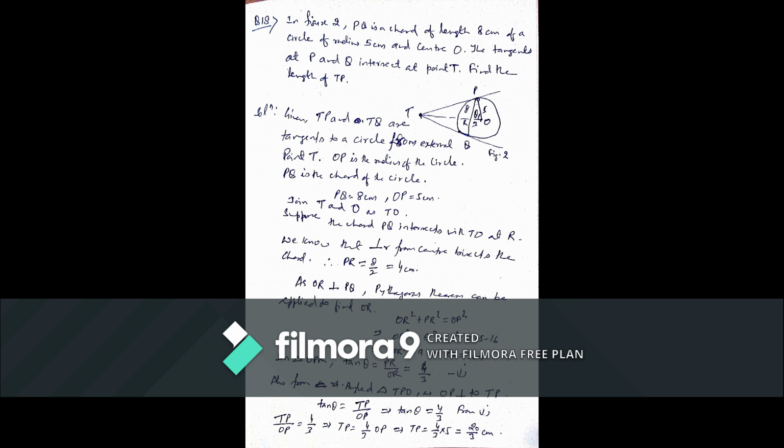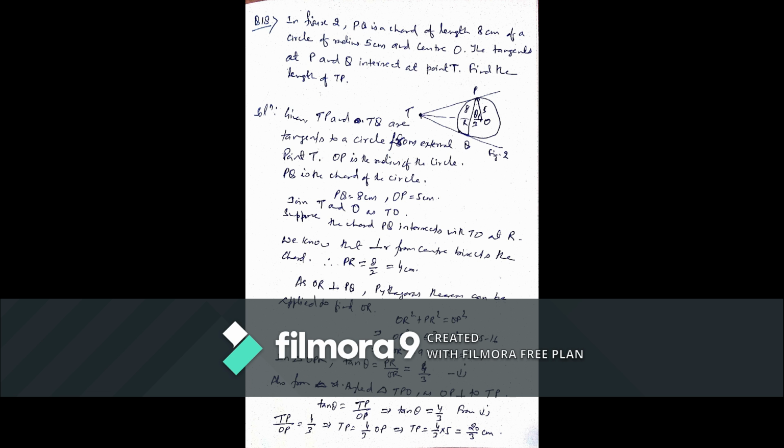Now question number 18. Okay, so question number 18 is what? In figure 2, PQ is a chord of length 8 cm of a circle of radius 5 cm, and center O. The tangents at P and Q intersect at point T. Find the length of TP. So this type of question is from the book only. Many of the questions we have found are coming directly from the book. This time we can say that many of the questions are word to word from the exercise.